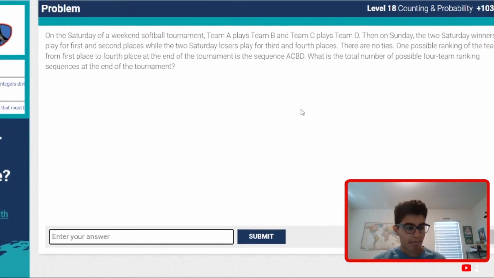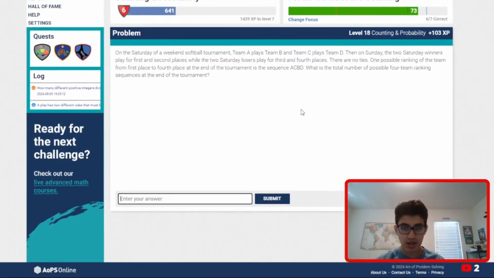Okay, that's fine. On the Saturday of a weekend softball tournament, Team A plays Team B and Team C plays Team D. And on Sunday, the two Saturday winners play for first and second places, while the two Saturday losers play for third and fourth. There are no ties. One possible ranking of the team from first place to fourth place at the end is ACBD. What is the total number of possible four-team ranking sequences at the end of the tournament?